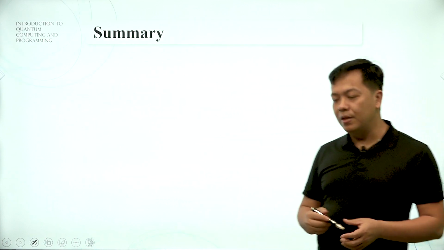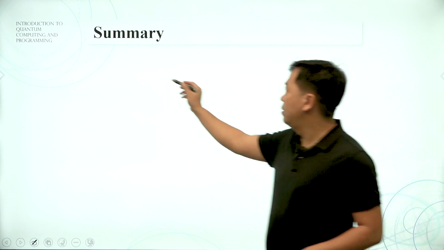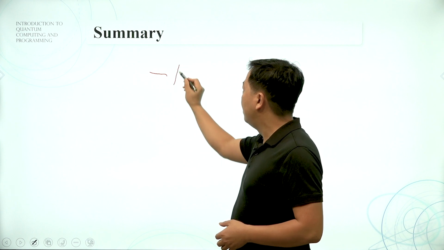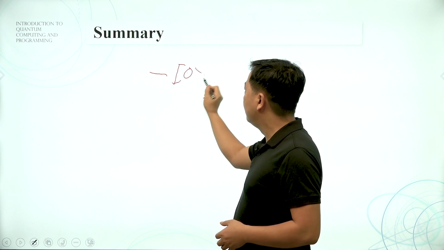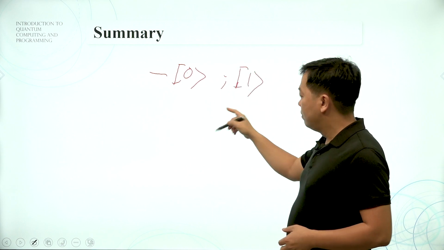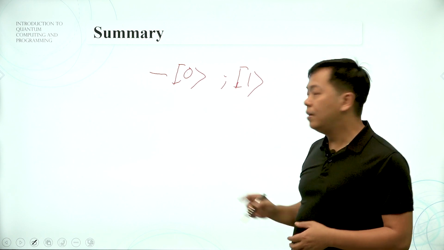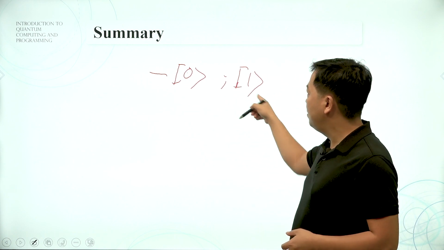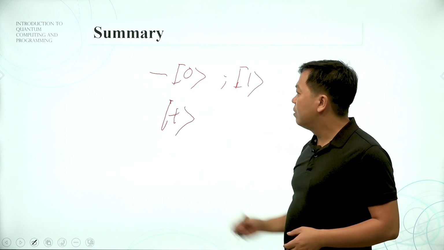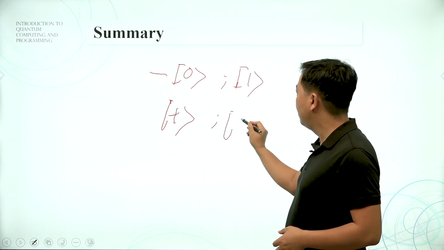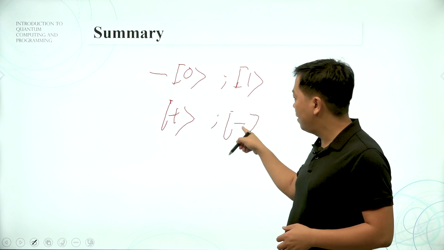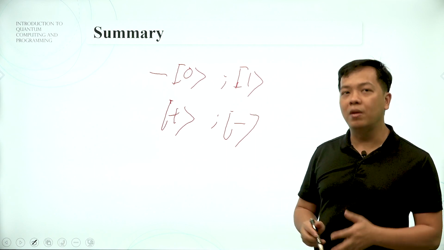Okay, the key point in the summary: we know how to represent the 0 bit, we know how to plot quantum bit 0 and quantum bit 1, we know how to draw the positive quantum bit, and we know the negative quantum bit. Positive and negative, that is the key point of this lesson.